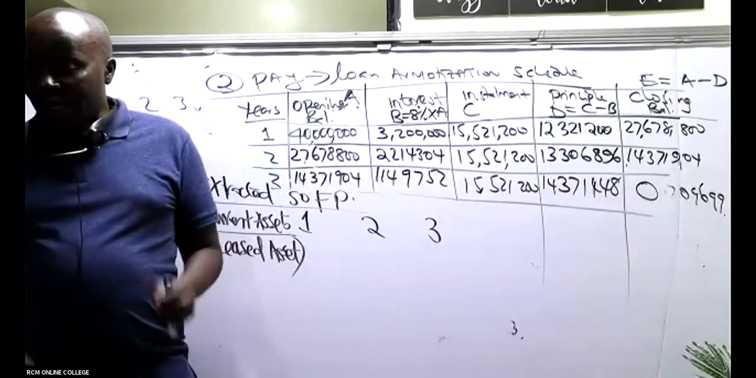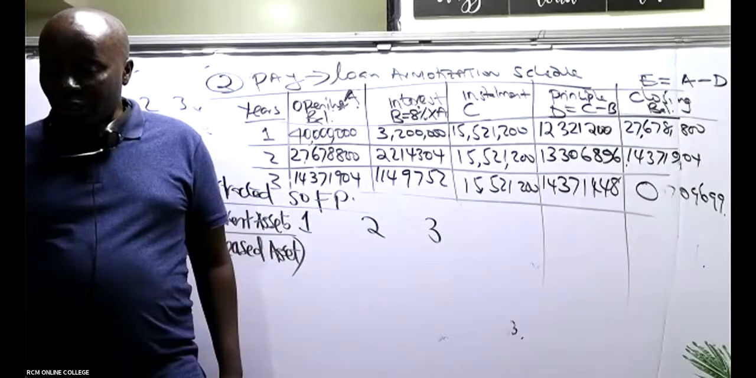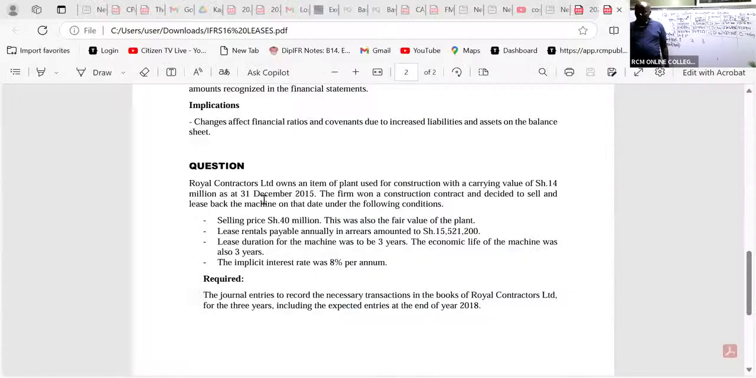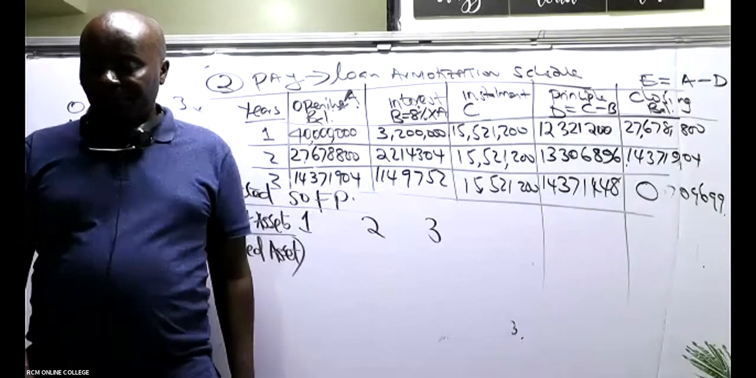Where does that gain on disposal come from? Thank you very much, Irene, for jumping in. Remember, we were told that this thing was sold for 40 million, and yet it had a carrying amount of 14. Look at that gain: 40 minus 14, which gave us 26.